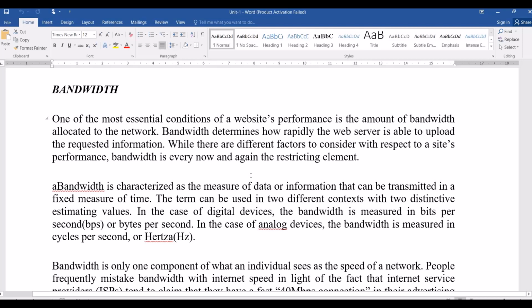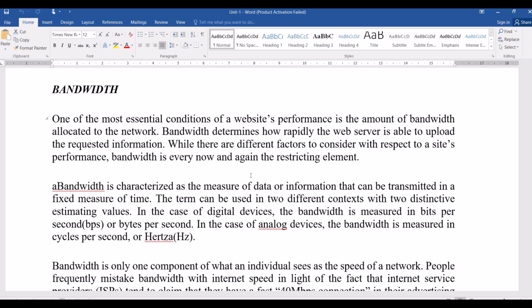But if it is a byte, what is the content of a byte? A byte contains 8 bits. Okay, 8 bits is equal to 1 byte. So 1 byte per second means it transmits 8 bits in a second.